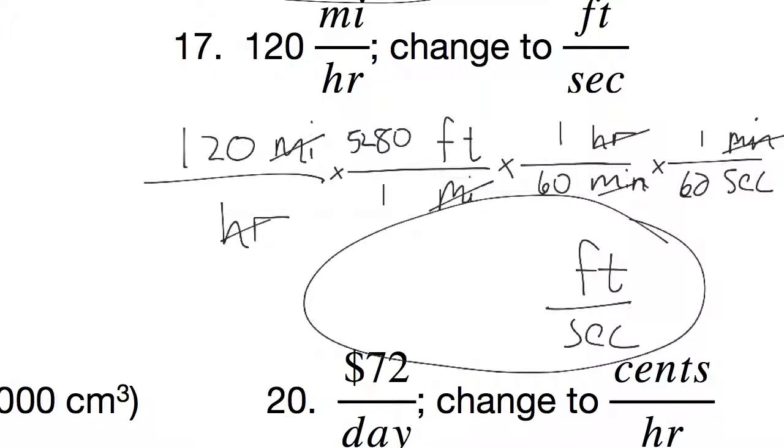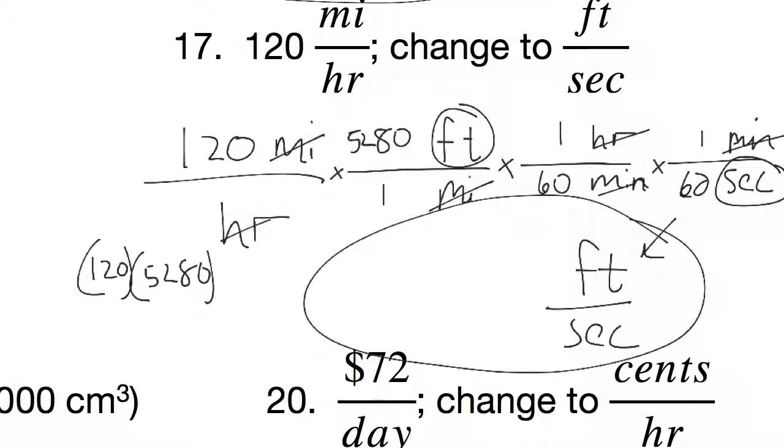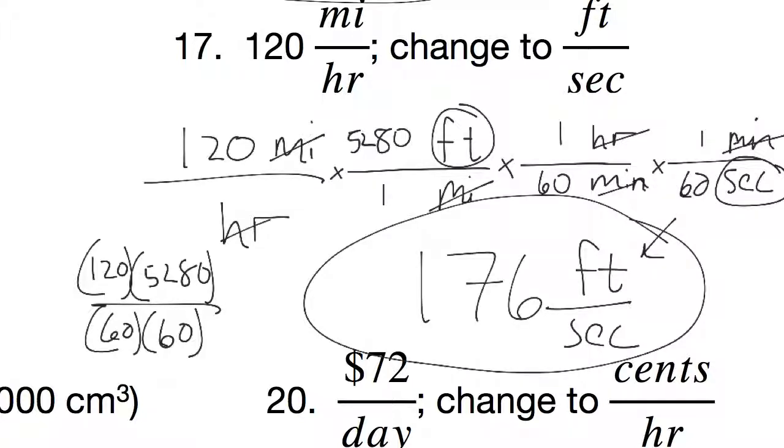So I'm going to have 120. Oh, so the units that are left are feet and seconds, which is great. That's what I want. I want the answer in feet per second. When I multiply across, I get 120 times 5,280 all over 60 times 60. And if you do that on a calculator, you get 176 feet per second.